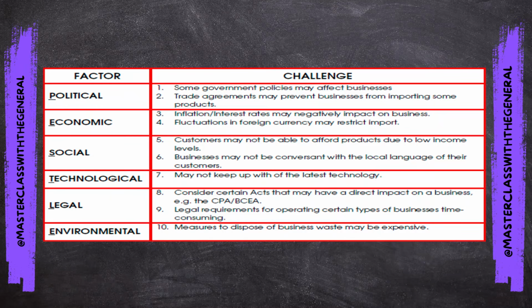We move on to technological factors. A business may not keep up with the latest technology. Now, every business is under pressure to keep up with the latest technology. Imagine going to a particular shop and they tell you that they do not have a card machine. They only accept cash. Now, that is an outdated practice, and this is going to annoy you as a customer, and you are likely not to come back. So that business will suffer not because it is not able to produce good products, but because it is failing to keep up with technology.